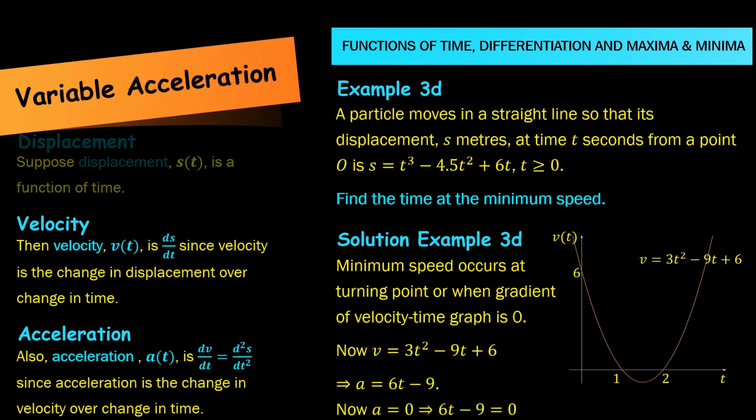So a equals 0 implies 6t minus 9 equals 0. And so t equals 1.5 seconds when a equals 0.